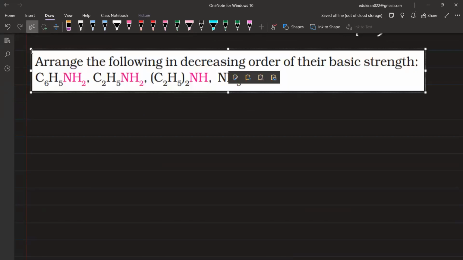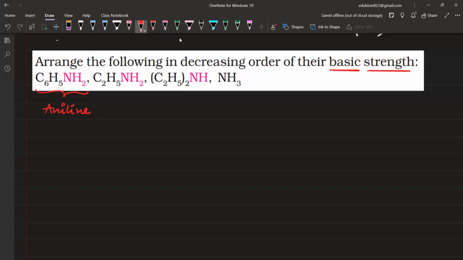See this question? They are saying arrange the following in decreasing order of their basic strength. First of all, we will see this compound. This is basically aniline. C2H5NH2, this is 1 degree amine. (C2H5)2NH, this is 2 degree amine, and this is ammonia, NH3, right? Ammonia.